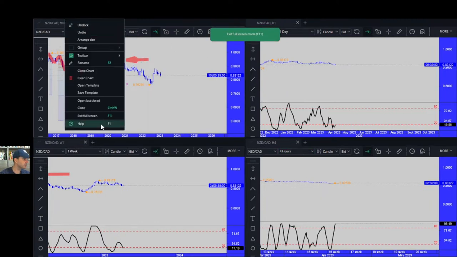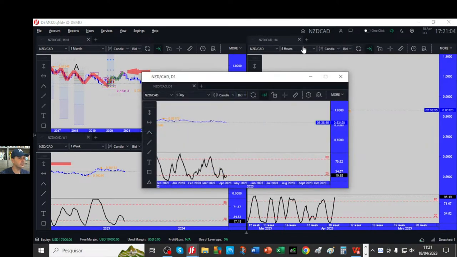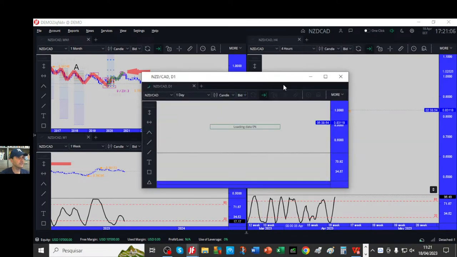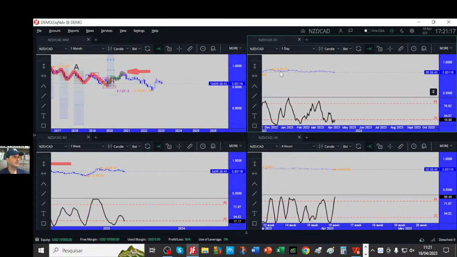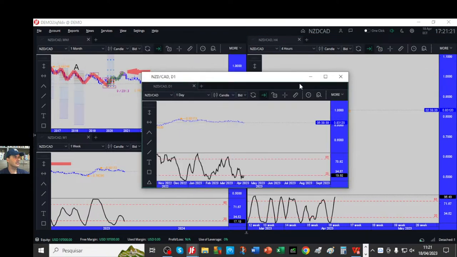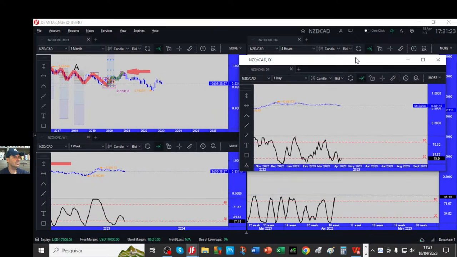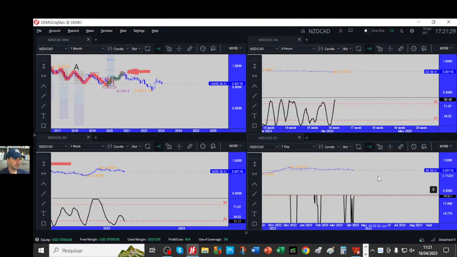Somebody's saying F5, boss. Give me a second. Exit full screen. Okay, undock. F5. No, it doesn't work. Click on the tab and drag it to the other window. Oh, thank you very much. So, undock. Click on the tab. Thank you very much, Ernesto.